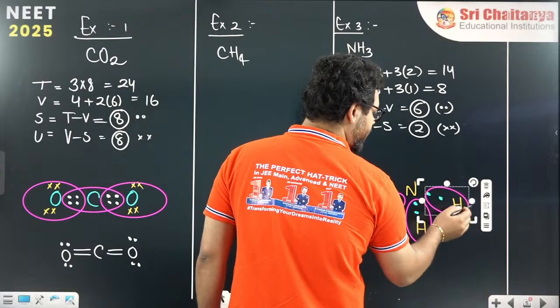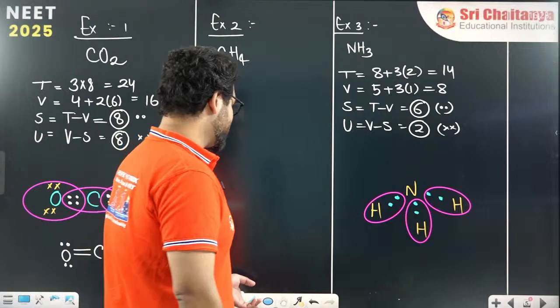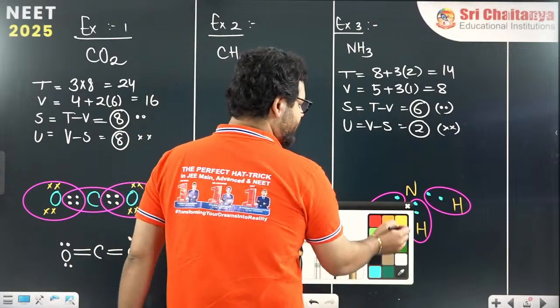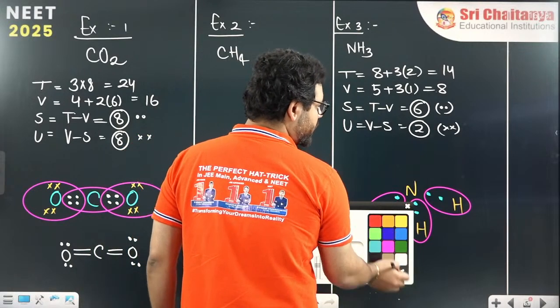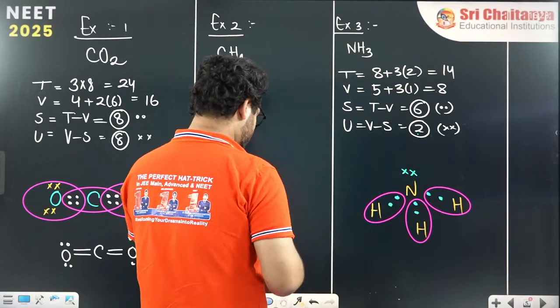Nitrogen says I am still not happy because my octet is still not complete. I have 6 electrons around me. So we'll say, okay, the unshared electrons will be given only to nitrogen. There are 2 unshared electrons, so nitrogen takes that. And now nitrogen is also happy.